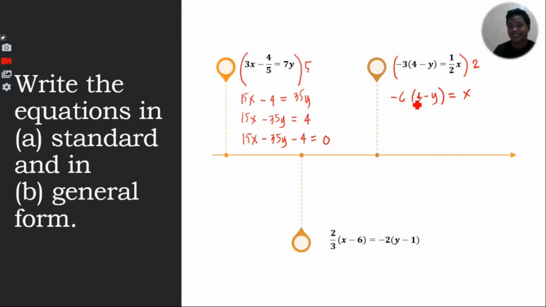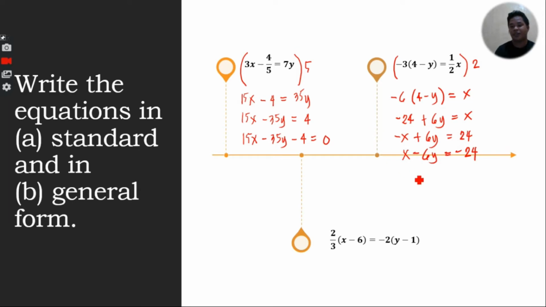Then, we have negative 6 times 4 is negative 24. Negative 6 times negative y is positive 6y is equal to x. Then we have negative x plus 6y is equal to 24. Since we must have a positive A, therefore we're going to multiply negative 1 to all the terms. After multiplying negative 1, we got x minus 6y is equal to negative 24. So this is our equation in standard form.